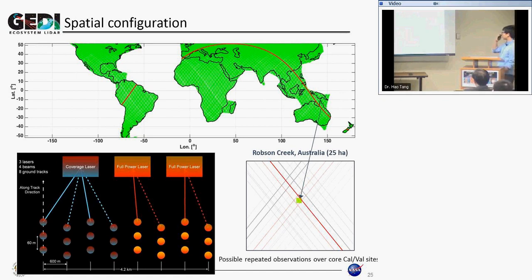We can also choose to target some of the large areas, because of the pointing capability of about 200 meters. We're still in the final planning stage for how best to leverage the pointing capability in the area of ground observations. As for the spatial configuration of the GEDI tracks, along track you will have about 60 meters distance, and across track each of them is going to be around 600 meters apart. So in total, the swath is about 4 kilometers wide.